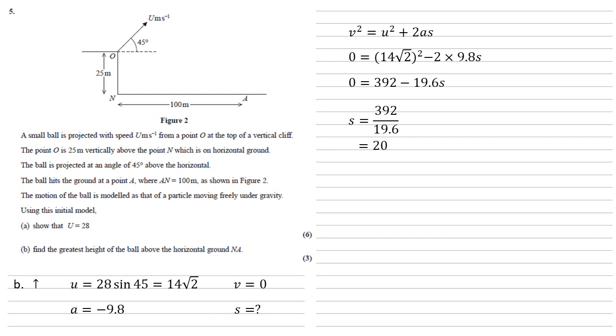Now I've got to be careful at this point because we want the greatest height of the ball above the ground NA. We've worked out how far up it travels from O. So we just need to take this value, add on the 25 for the cliff, which gives us a height of 45 meters.